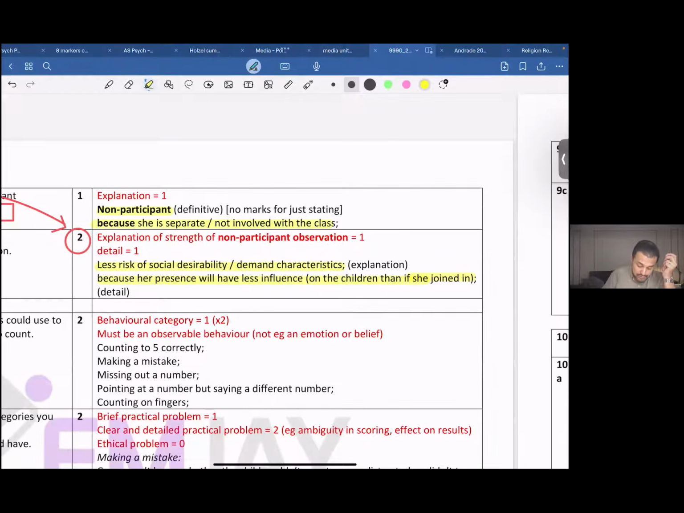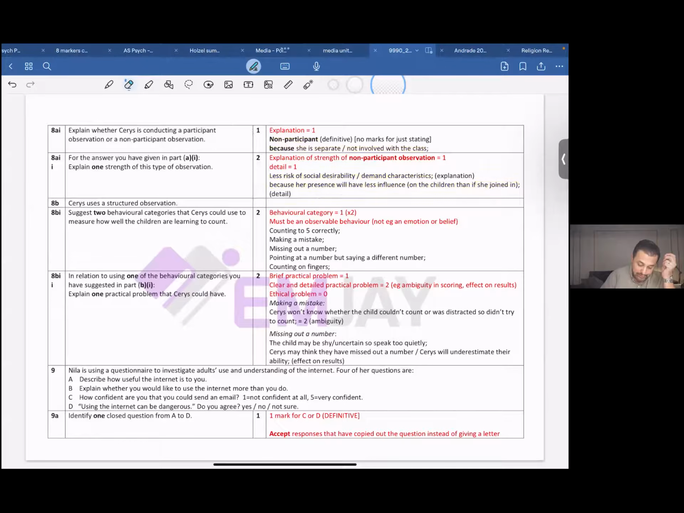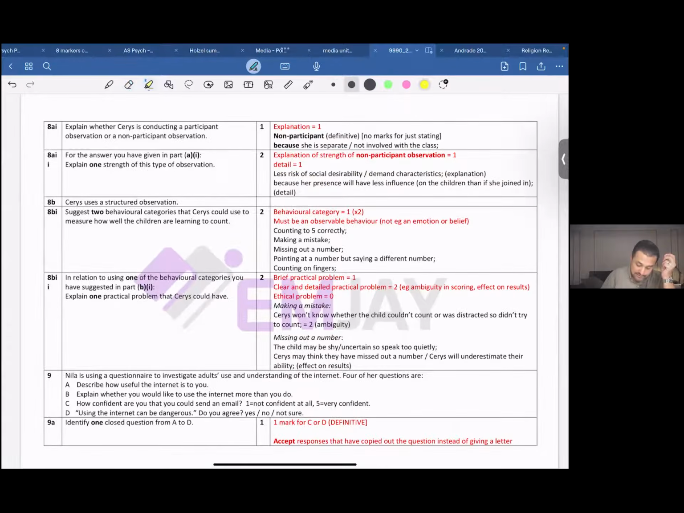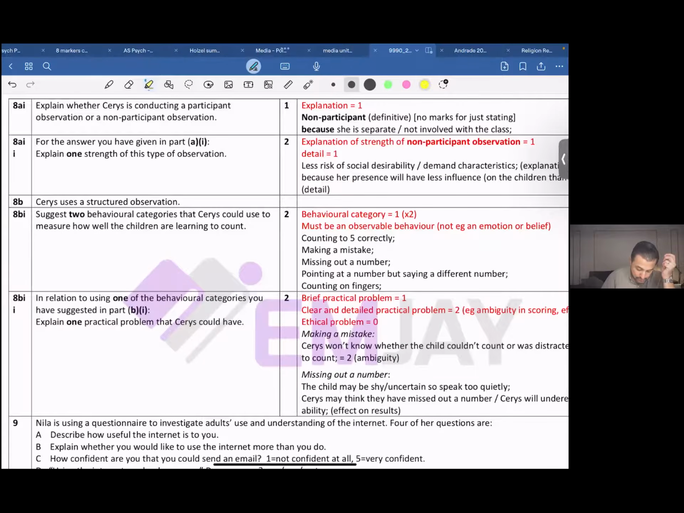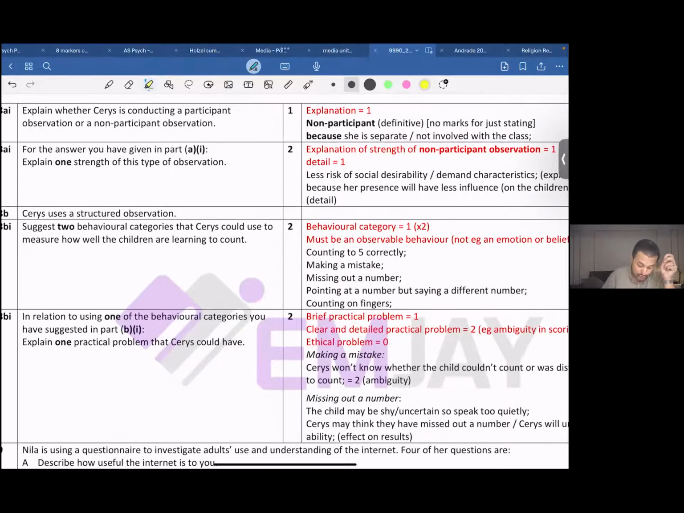Moving on to the next question, that is 8b. 8b over here reads: Keris uses a structured observation. All right, good to know. Suggest 2 behavioral categories that you could use to measure how well the children are learning to count. Suggest 2 behavioral categories that Keris could use to measure how well the children are learning to count. And this is a structured observation.